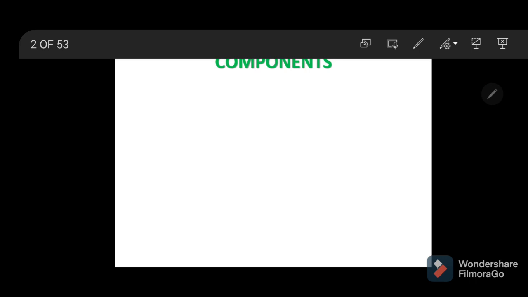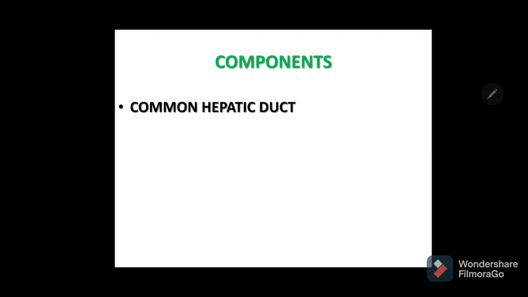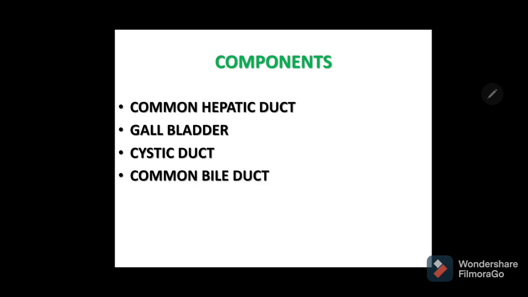Hello friends, welcome to my channel, and in this video session we are going to discuss the anatomy of the extrahepatic biliary apparatus. So let us see the different components of the extrahepatic biliary apparatus: common hepatic duct, gallbladder, cystic duct, common bile duct, and sphincter of Oddi.